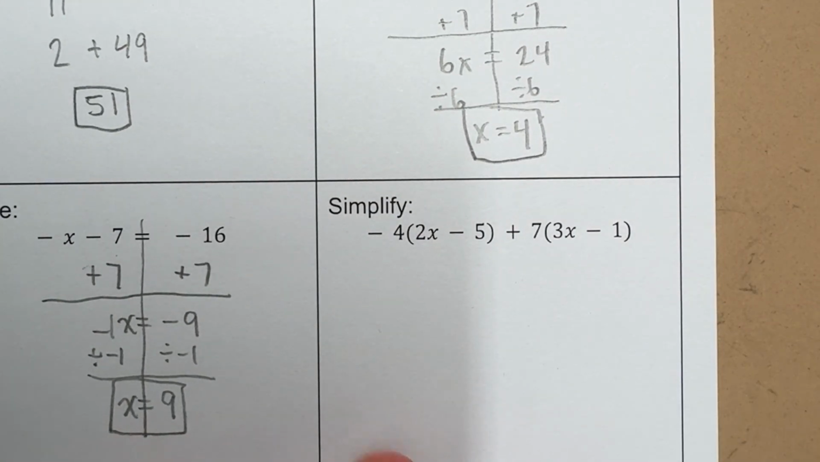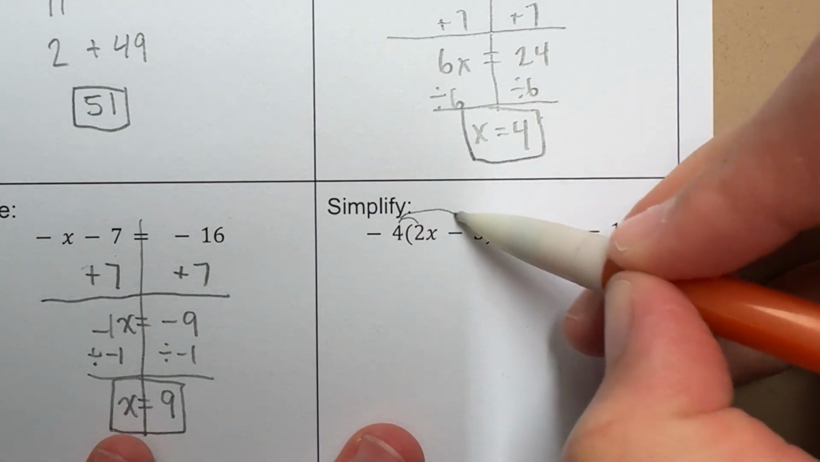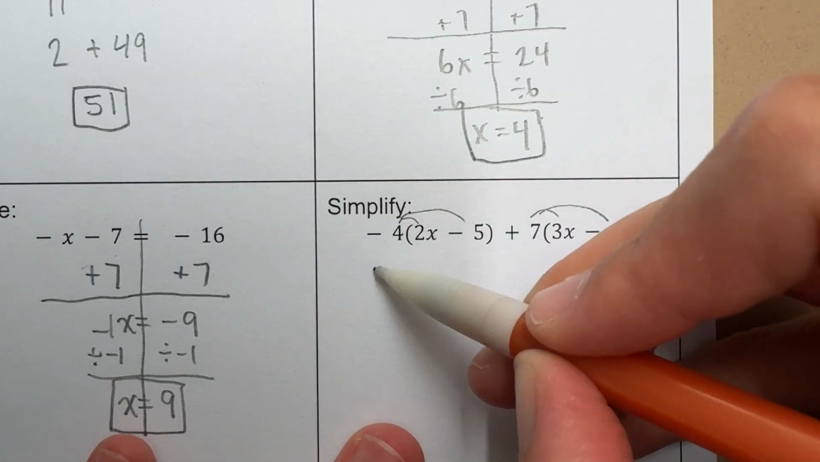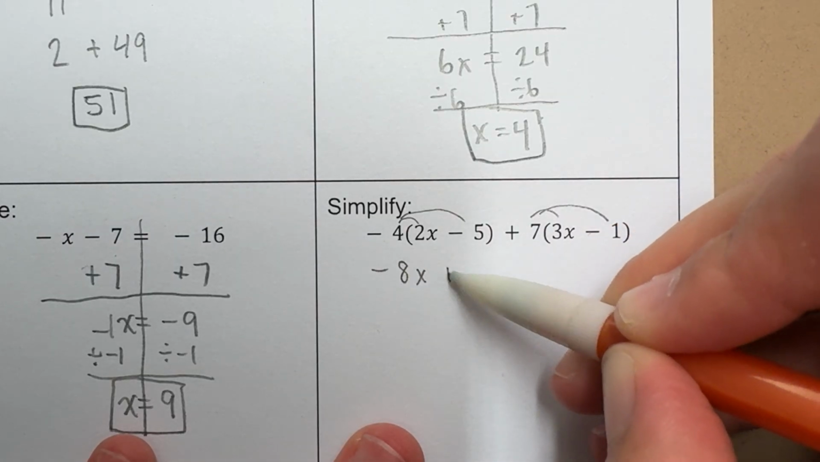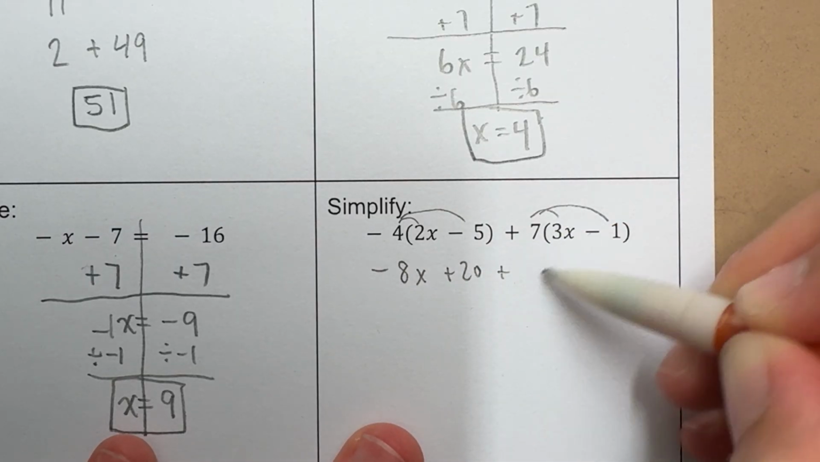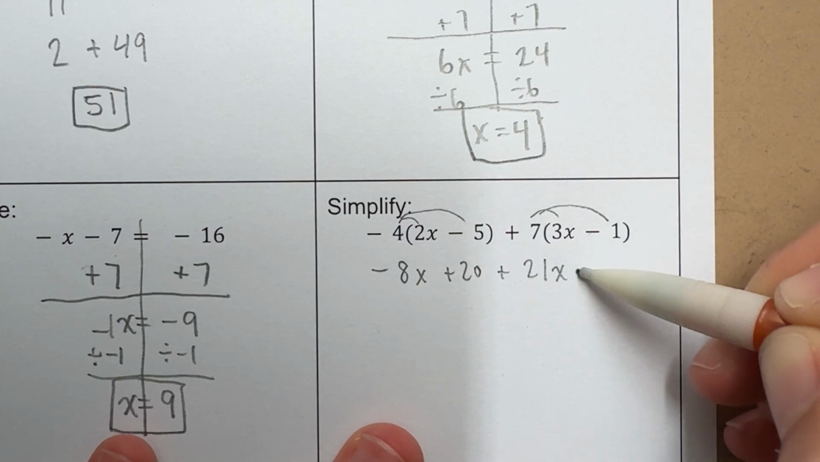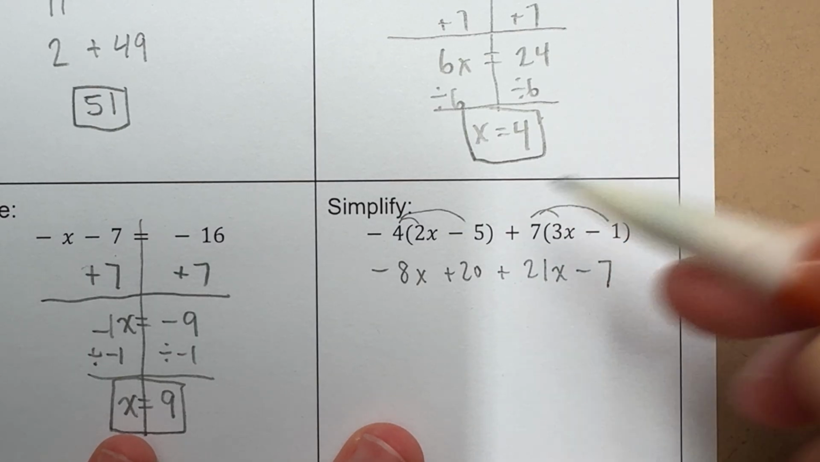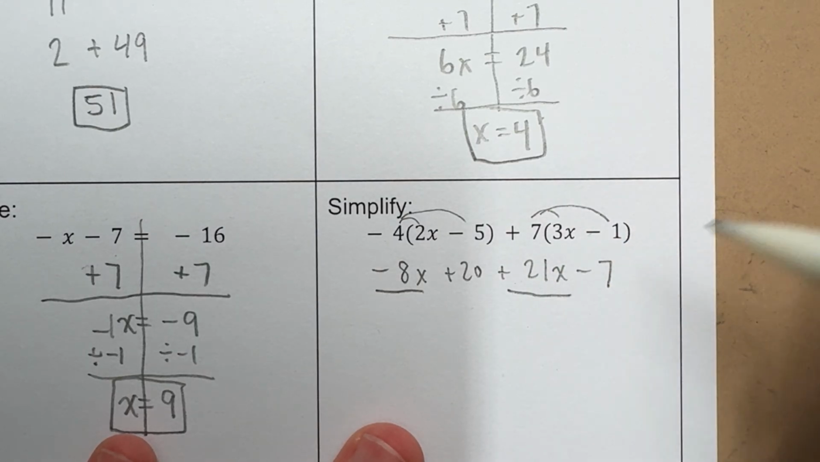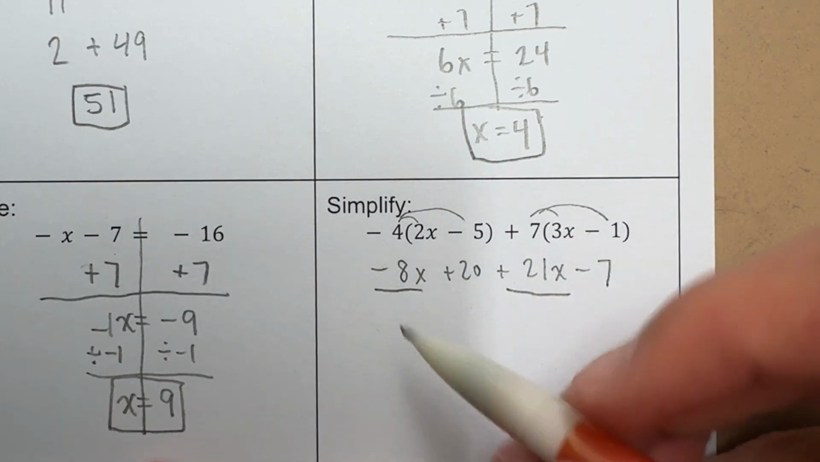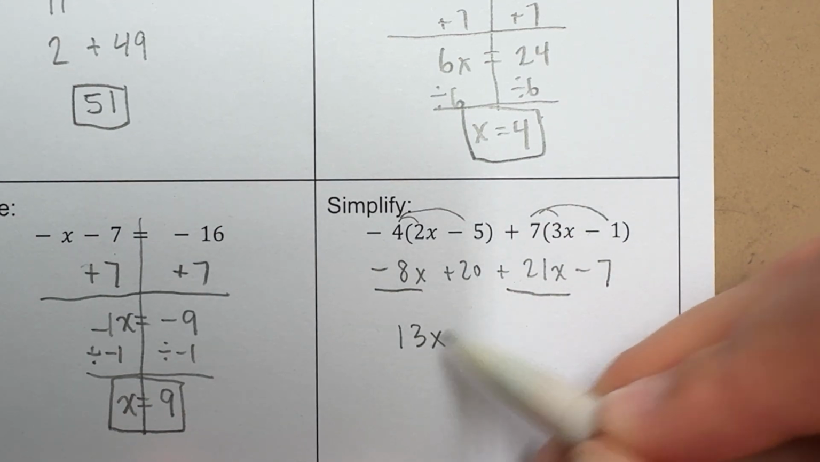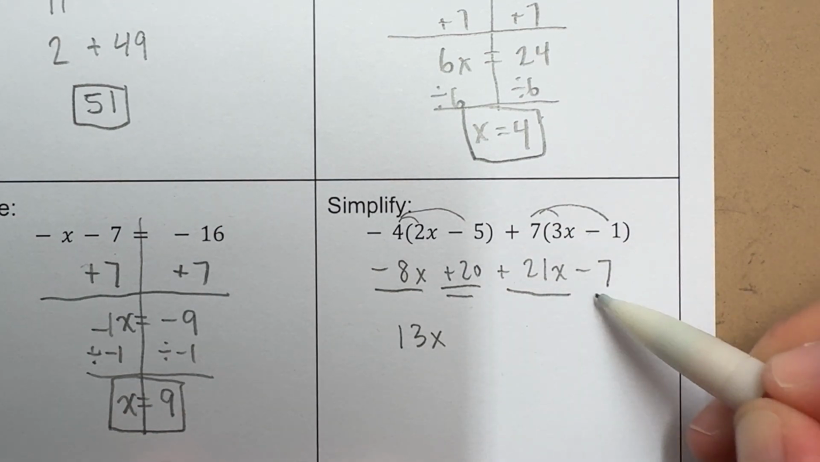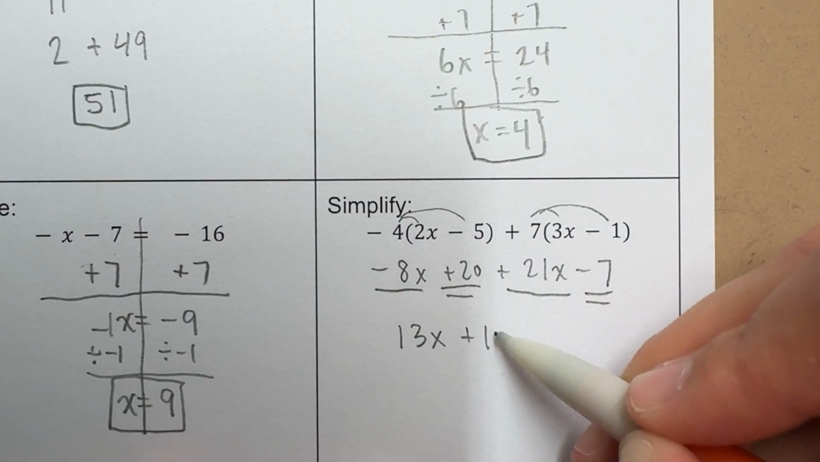This says simplify. I have no equal sign, so I will just be distributing and then combining like terms. Okay, I'm multiplying. Now let's combine. These are like terms. 21 minus 8 is 13x, and 20 minus 7 is 13.